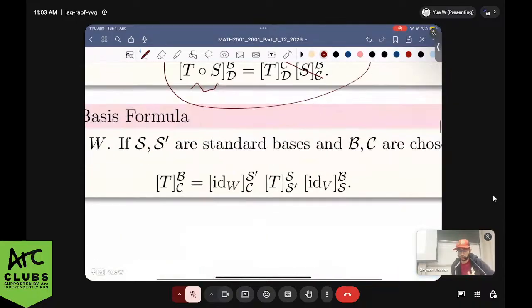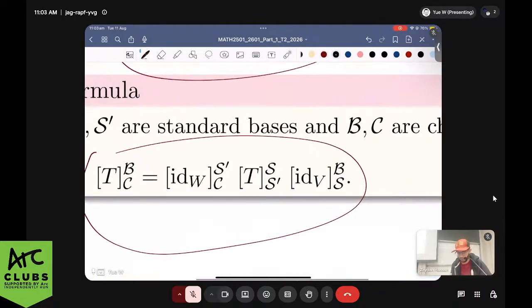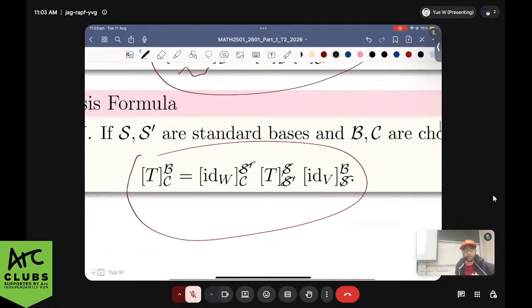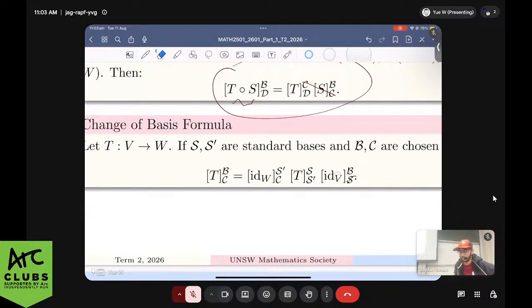So this is the ultimate change of basis formula. You can see that these cancel, giving you CS, and these cancel, giving you BC. Just intuitively, this is not an actual mathematical thing. And you get C on the bottom, B on the top. This was used in one of the class tests.